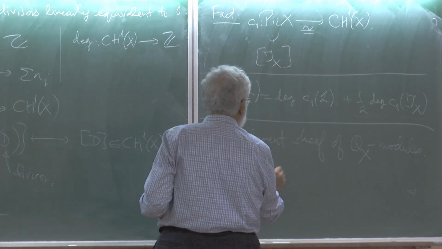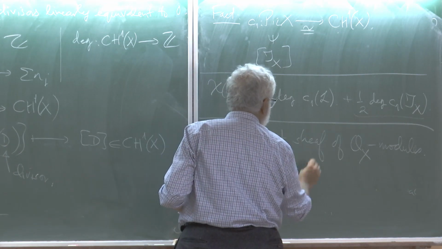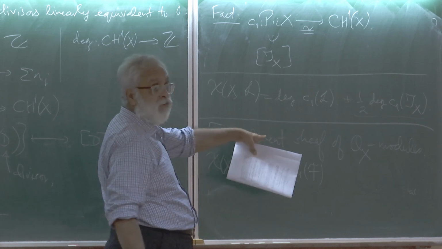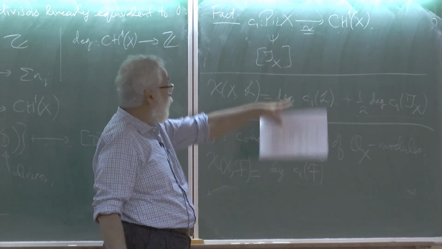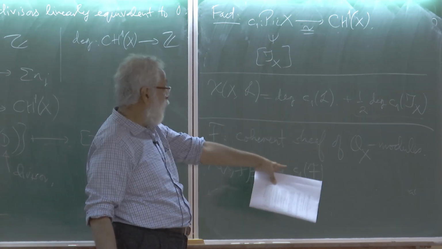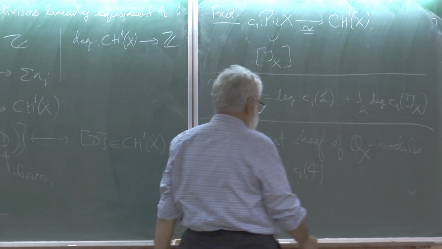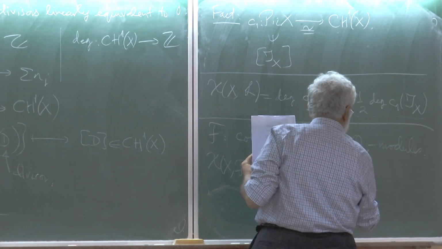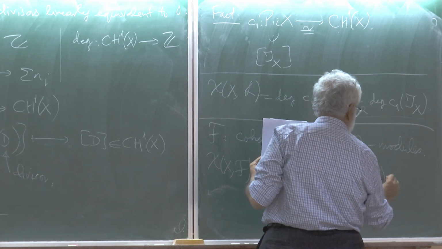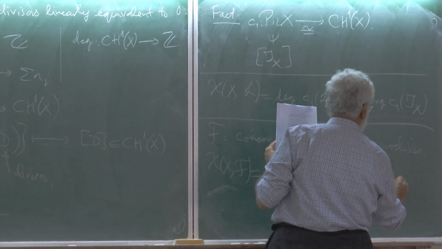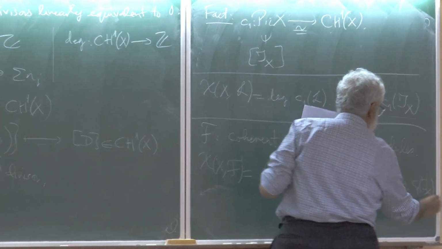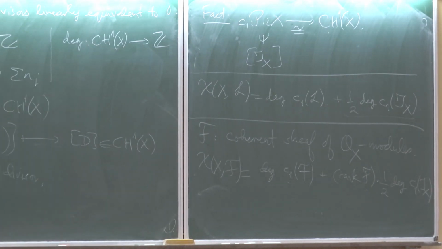It will be degree of C1 of F. You have to figure out what this is. So part of the theory, when F is some general sheaf, what is this C1? For a line bundle, I did something. For a general F, you have to think. Plus, and now I'll get another term, rank of F times half degree C1 of T_X. So this is the most general Riemann-Roch you can write on a curve.